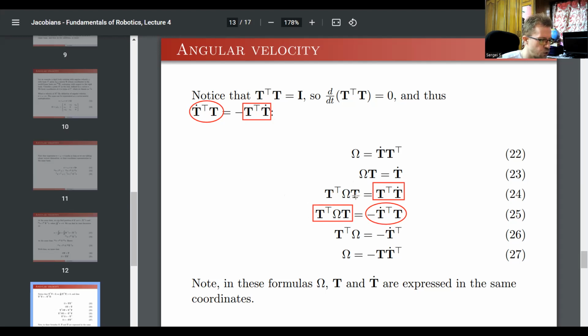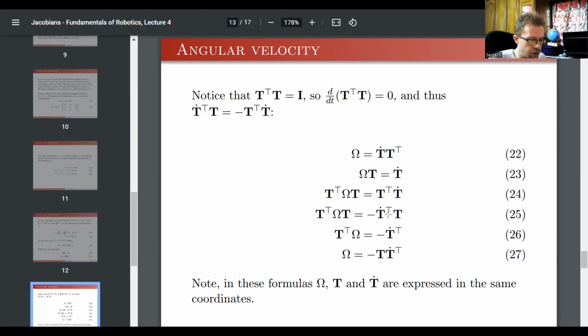When you want to change basis in a matrix, you multiply it by inverse or transpose, depending on whether the bases are orthonormal, on one side and with the original on the other side. Which direction depends on how you want to transform it. Okay. So we have this formula.